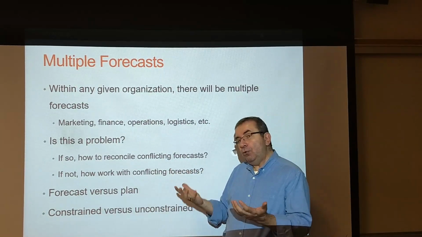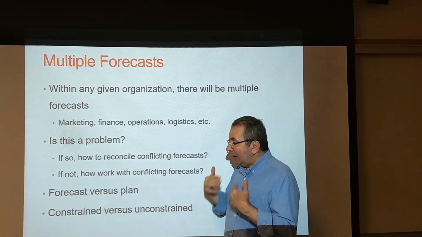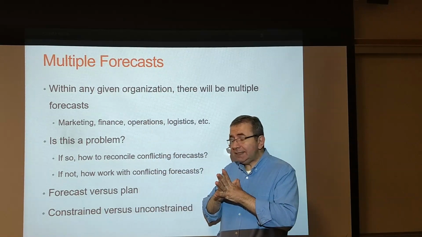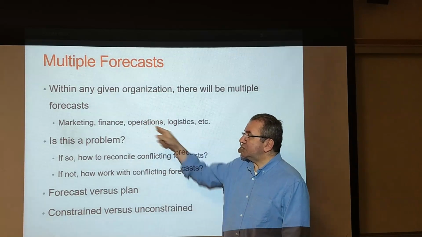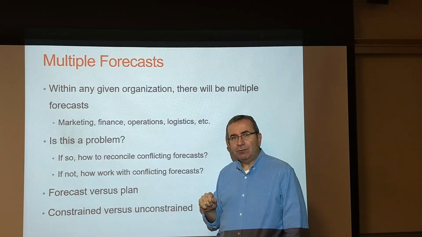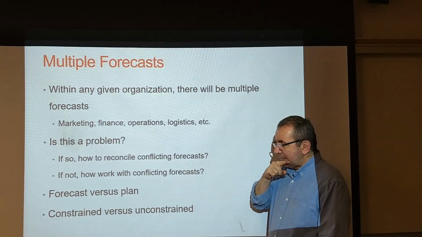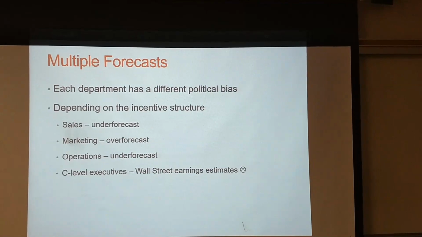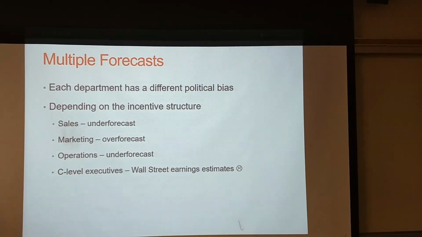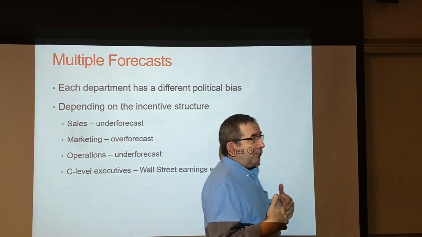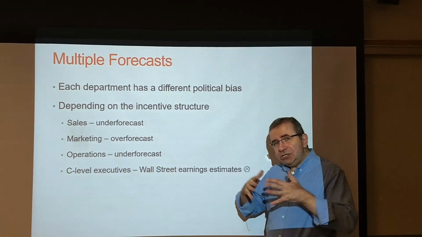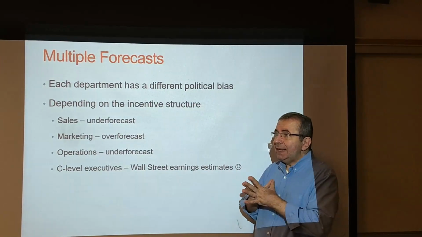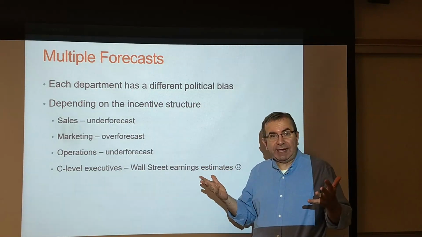Okay, or if you want to skip that, how can you have them work together effectively and efficiently without agreeing on a single number? Okay, so that's the question of today. So now, first of all, if the company has historical sales, and if all departments look at the same time series data, how come they can have different forecasts?